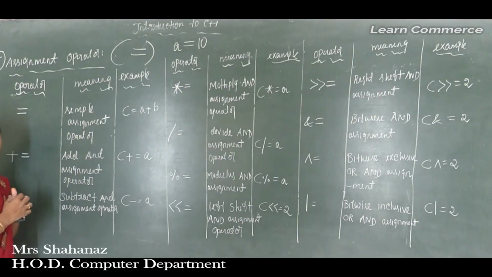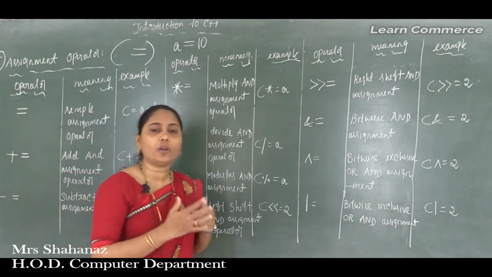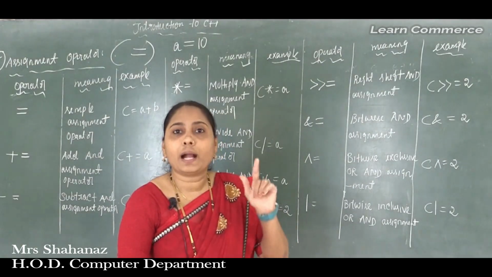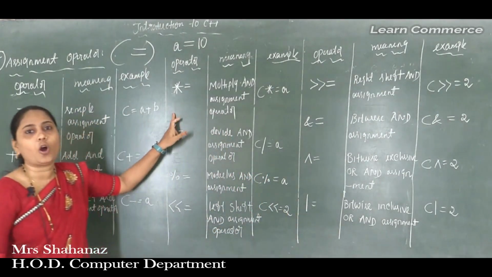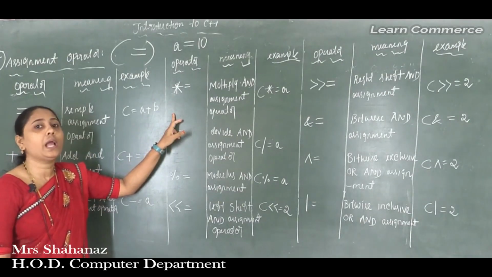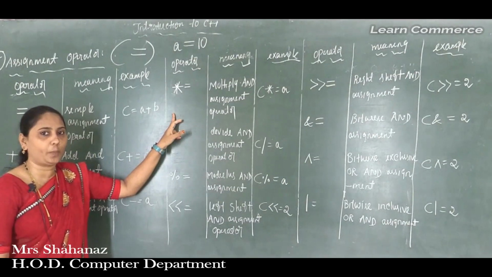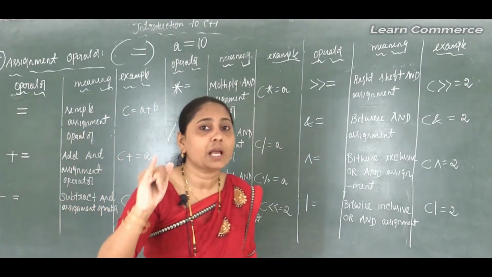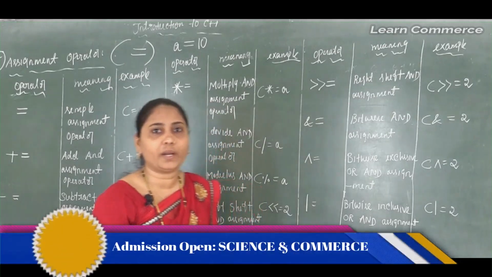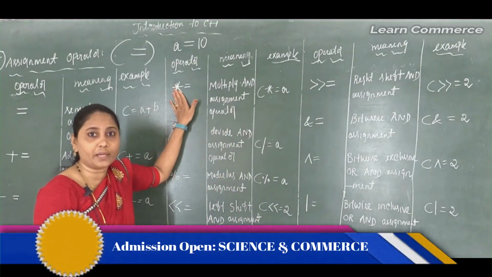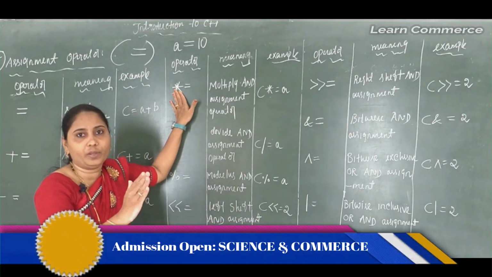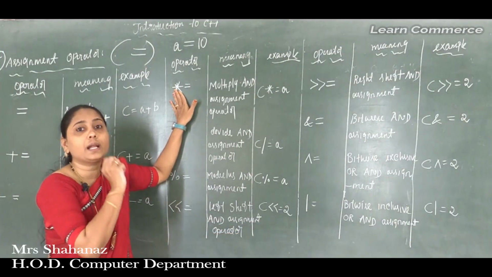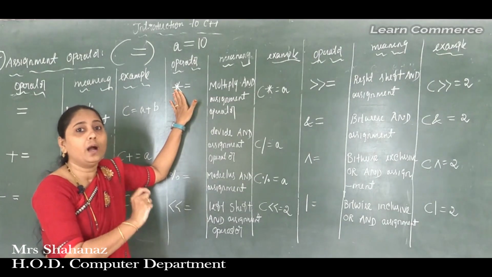Now what is the meaning of the compound assignment operator? We can say that when the assignment operator is combined with the arithmetic operators, whose examples are addition, subtraction, multiplication, division and modulus, then it is called a compound assignment operator. So when the assignment operator, the equal sign, is combined with an arithmetic operator, such an operator is called a compound assignment operator. Clear this point here?